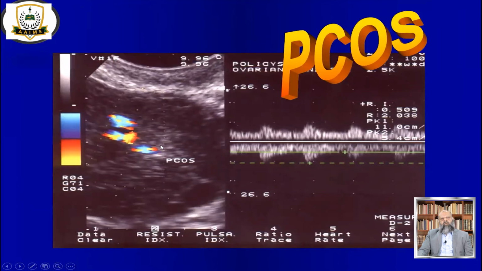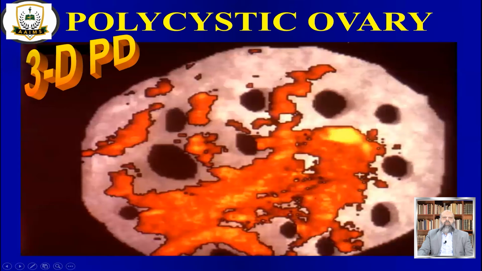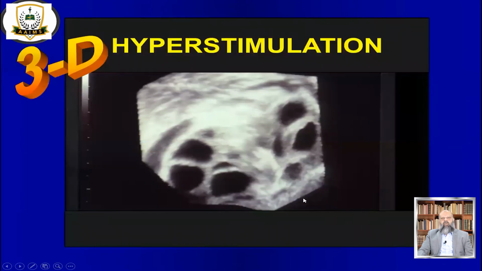So here are the polycystic ovaries with the polycystic syndrome, and we can see the flow. The resistive index in this case is about 0.509. A polycystic ovary with 3D power Doppler, you can see the multiple cysts here, and the stroma has a lot of blood flow on power Doppler. Hyperstimulation: multiple large follicles will be seen when the ovary is hyperstimulated. This is a case with 3D.